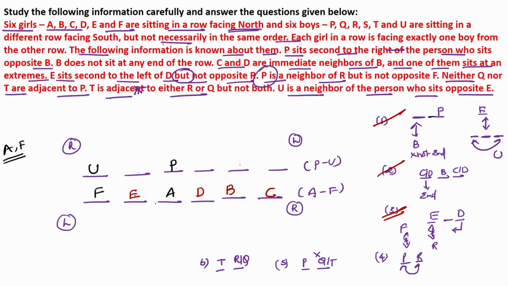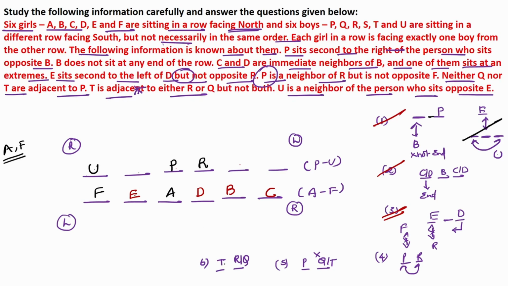Now we are left with A. And with the fourth point, E is opposite to R. So E is not at all opposite to R. You can't place R here, which means we can confirm R here. Every point is important for us, guys. Done with this point, done with the arrangement.